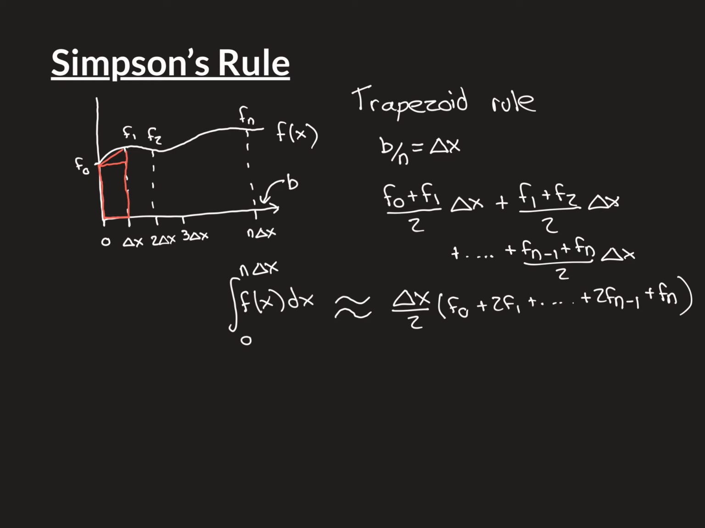You'll end up with 2 fn minus 1s, because it's in this final one, but it's also in the one preceding it, and then just 1 fn, because there's only one that contains it. So the two boundary ones will only appear once, but all the ones in between will appear twice. So this formula then gives you an approximation for that integral.